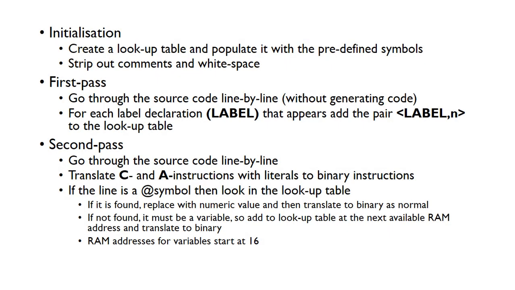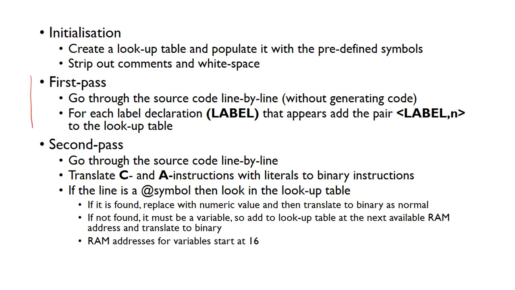So we'll now look at the assembly procedure. The first step is an initialization step. Here we create a lookup table and populate it with the predefined symbols. And then we just go through the code. Any comments we delete, and any white spaces, because you can put blank lines and so on in your code to make it easy to read. But when you're doing assembly, we need to delete any blank spaces and remove all the comments.